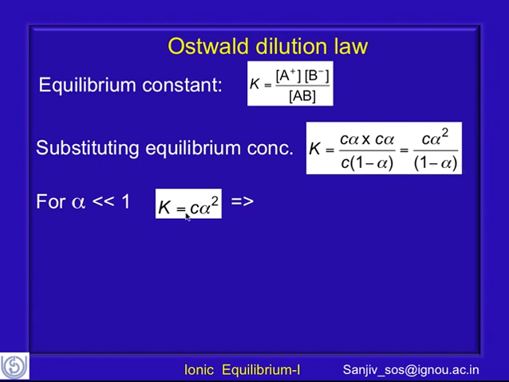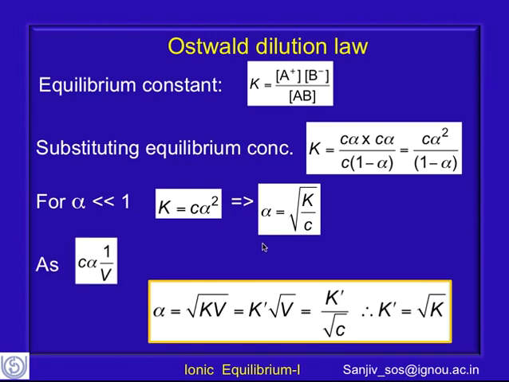And we can write K to be equal to C alpha square. Basically, K was equal to C alpha square by 1 minus alpha, so if I ignore alpha with respect to 1, this term goes off and this becomes 1. So our K becomes equal to C alpha square. That's what we have written here. If you rearrange that, we can get the value of alpha to be equal to the square root of K by C.